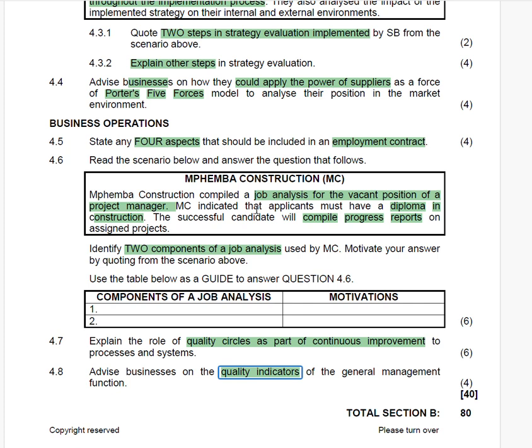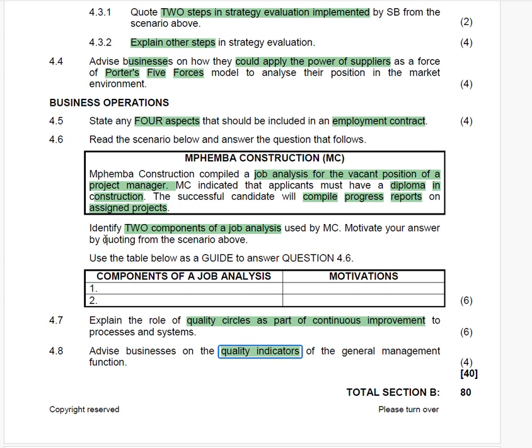MC indicated that applicants must have a diploma in construction. The successful candidate will compile progress reports on assigned projects. Then we have questions. Identify two components of job analysis used by MC. Motivate your answer by quoting from the scenario above. And then you are asked that we should use the table below as a guide. So that means you're going to have a component of a job analysis and a motivation.